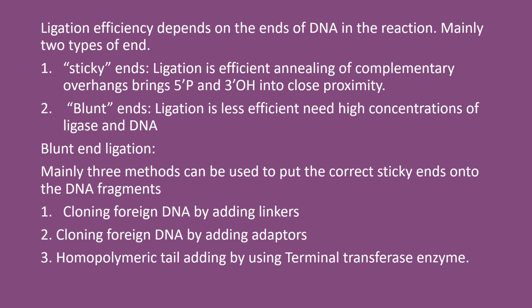In blunt end ligation, mainly three methods can be used to put the correct sticky ends onto the DNA fragments. First is cloning foreign DNA by adding linkers. Second one is cloning foreign DNA by adding adapters. And the third is homopolymer tail adding by using terminal transferase enzyme.